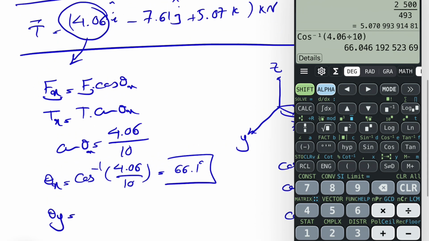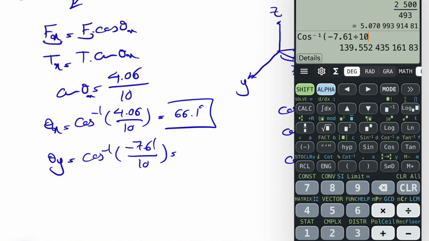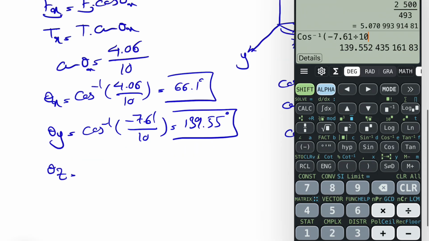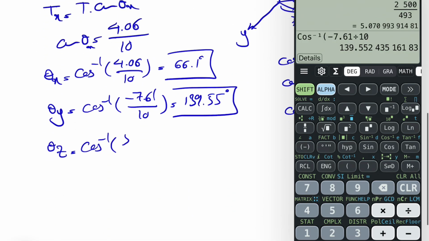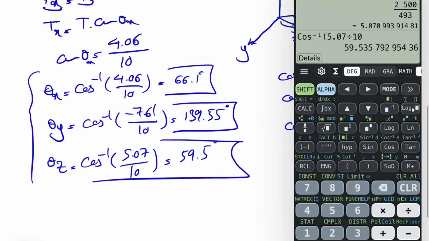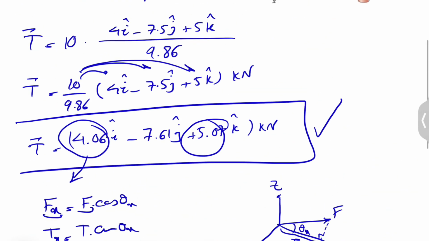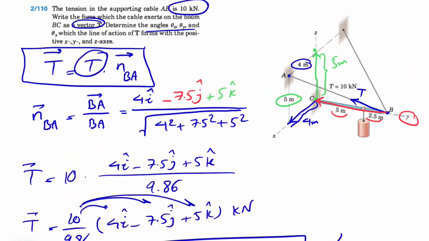The theta y would be the cosine inverse of minus 7.61 divided by 10. That's going to give us minus 139.55. And the theta z would be the cosine inverse of our z component, 5.07 divided by 10, which is going to be 59.5. And that's the answer for the second part of the question, where we needed to find the angles theta x, theta y, and theta z.